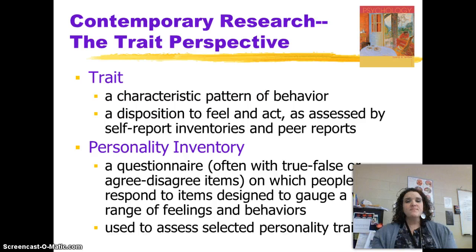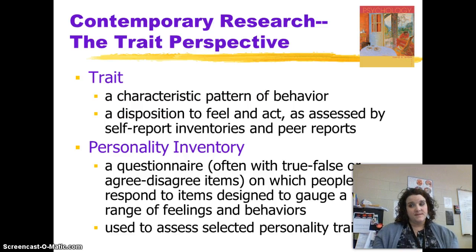Also looking at contemporary research focuses on what's called the trait perspective, which is still part of this humanistic perspective. But the trait perspective looks at a characteristic pattern of behavior, a disposition to feel and act as assessed by self-report inventories and peer reports. So like a personality inventory questionnaire that you might take that says something about your personality, true, false, agree or disagree. They're all over the place. I take them all the time when I see links to them, like on BuzzFeed or something like that. That's a personality inventory. People respond to items designed to gauge a wide range of feelings and behavior, and then we use those to assess selected personality traits.